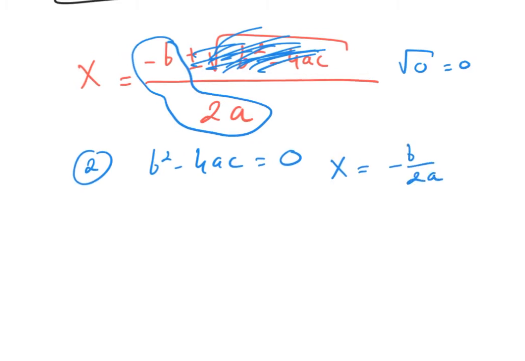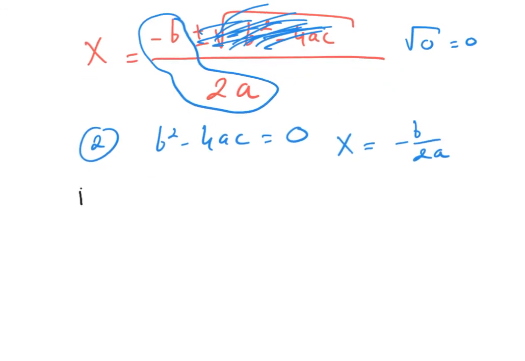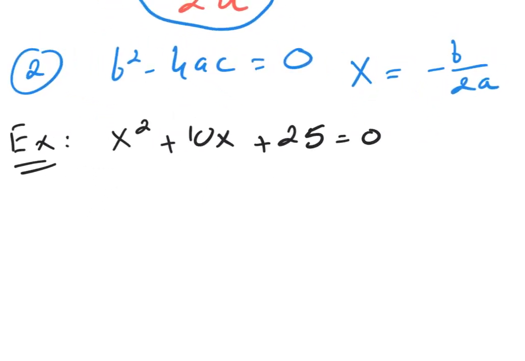And let me give you an example here. Let me take this quadratic equation: x squared plus 10x plus 25 equals 0, right? And I want to know how many solutions we have here. So let's do this one. We have b squared minus 4ac, and we know that a is 1, b is 10, and c is 25.